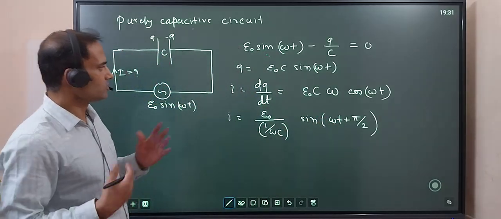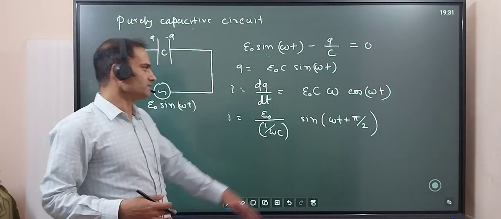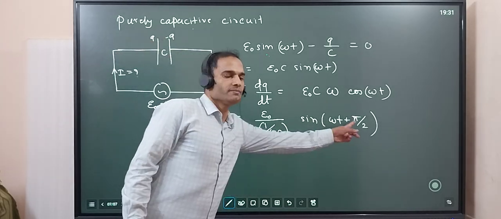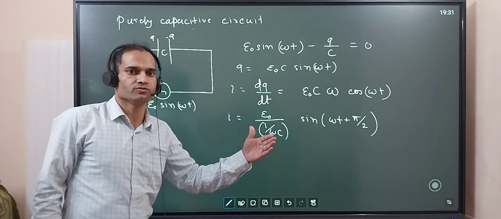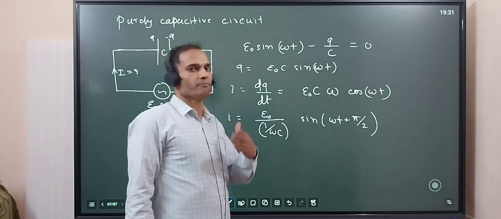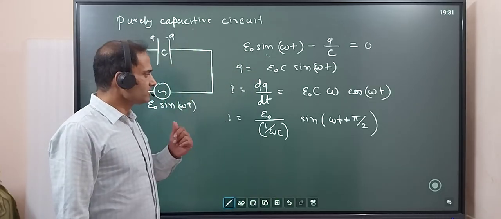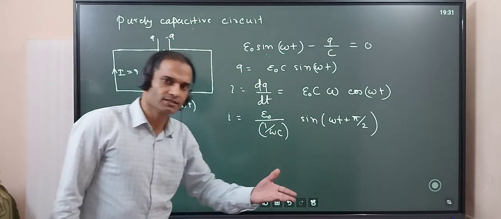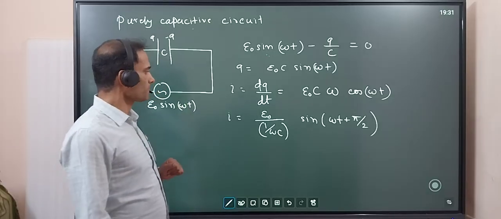So what is noticeable? Noticeable thing is that this is still a sinusoidal function, but this is ahead by an angle pi by 2. Current is ahead of EMF by an angle pi by 2. I will show it in the graph also, but right now you can see that current is leading, voltage is lagging by pi by 2.